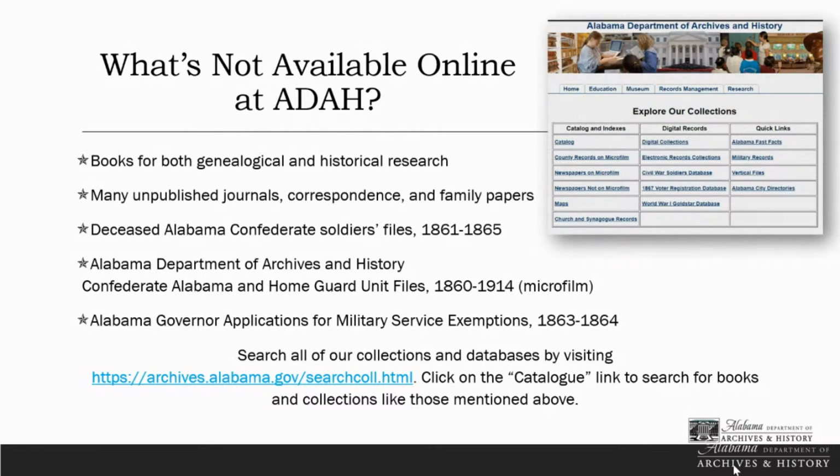The Alabama Department of Archives and History Confederate Alabama and Home Guard Unit Files, 1860 to 1914 on microfilm, contains state militia and home guard muster rolls that are not available online. The Alabama Governor Applications for Military Service Exemptions, 1863 to 64, is a good resource for finding ancestors. And you can search all of our collections and databases by visiting our website, archives.alabama.gov/search COLL.html. Click on the catalog link to search for books and collections like those mentioned above.